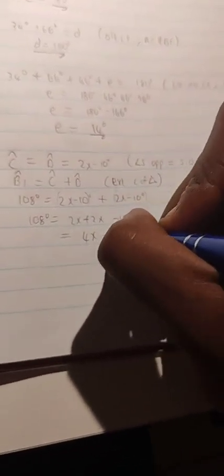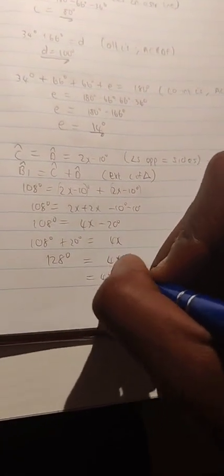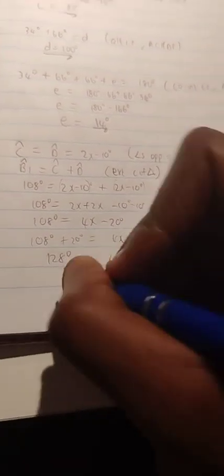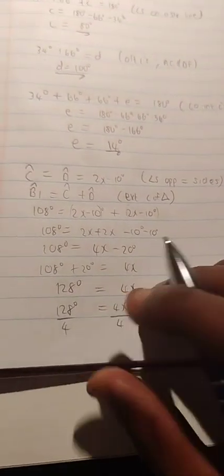We can say 108 degrees is equal to, we remove the brackets, 2x plus the x minus 10 minus the 10. That gives us 4x minus 20 degrees with the 108 on the other side. We transpose the negative 20. That's 108 degrees plus 20 is equal to 4x. We get 128 degrees is equal to 4x. We then divide both sides by the coefficient of x, which is 4. What we do on one side, we do on the other. Therefore, x is equal to, what is the value of x, guys? 128 divided by 4 gives us what?